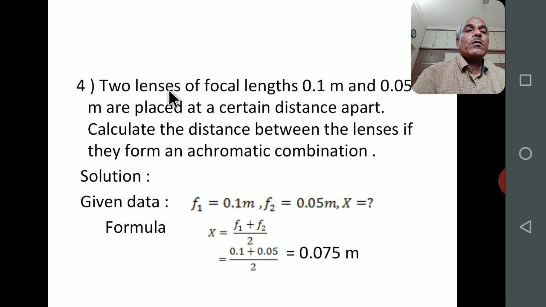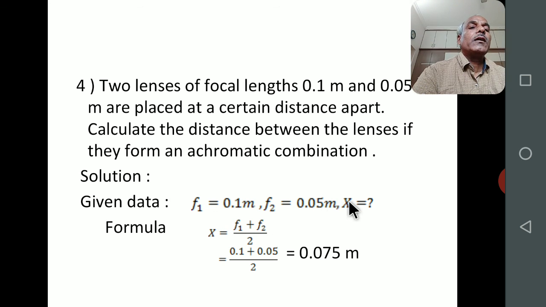Two lenses of focal lengths 0.1 meter and 0.05 meters are placed at a certain distance apart. Calculate the distance between the lenses if they form an achromatic combination. The given data is F1 is equal to 0.1 meter, F2 is equal to 0.05 meter.